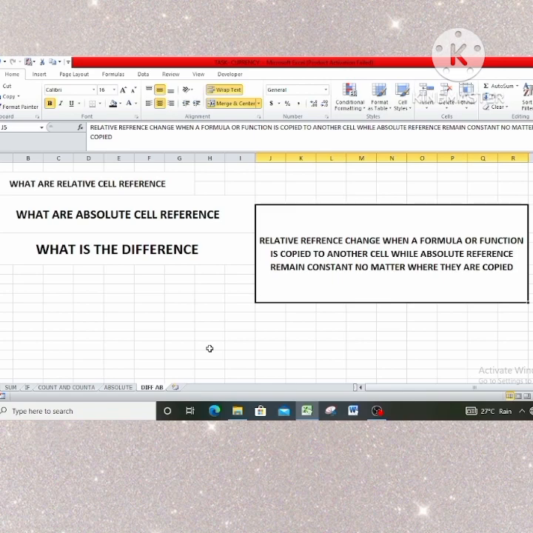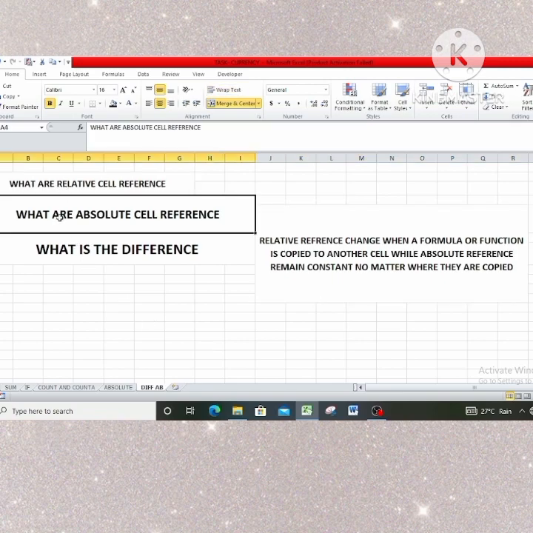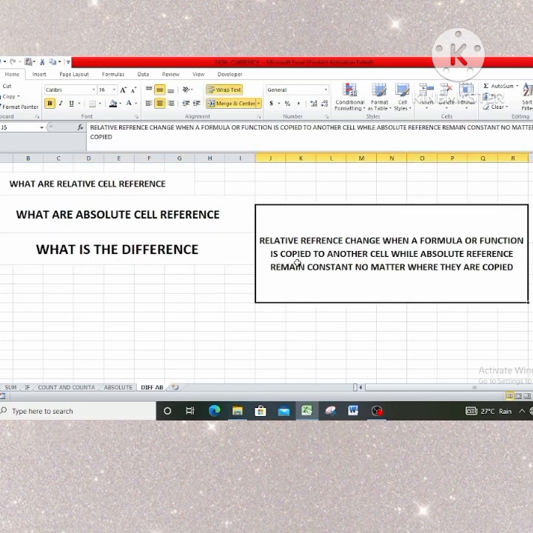Okay? And in today's lesson, we are going to talk about what we call relative cell reference and absolute cell reference, and what the difference is. Okay? A relative cell reference changes when a formula or a function is copied to another cell, while an absolute reference remains constant no matter where it is copied. Relative and absolute cell references come about when we want to copy a formula to another cell.